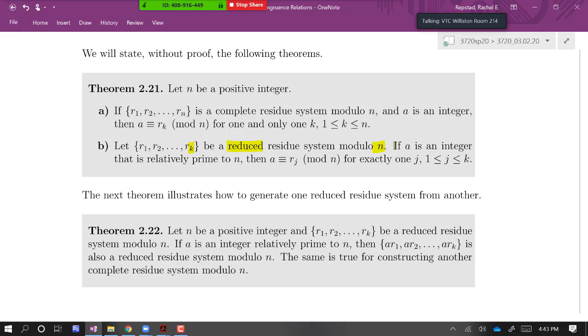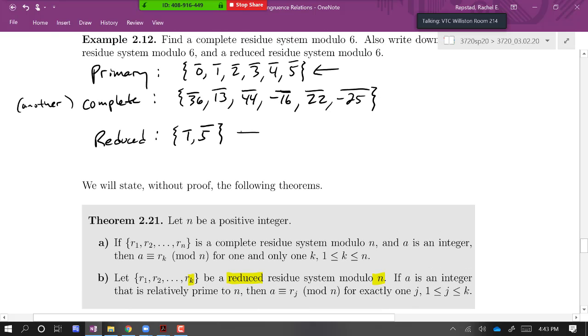If a is an integer that's relatively prime to n, then it will be congruent to one of these residues. Like, if I go up here to the reduced system mod 6, take any integer that's relatively prime to 6, any integer that shares no divisors with 6. Like, I don't know, 101 doesn't share any divisors with 6. That'll be congruent to one of these two. Any integer that's relatively prime to 6 will be congruent to one of these two reduced residues.